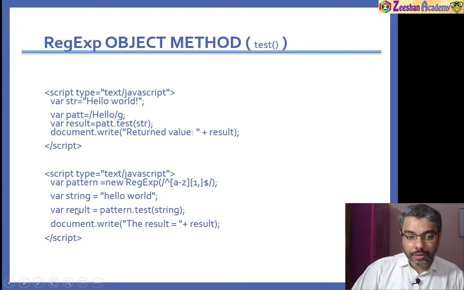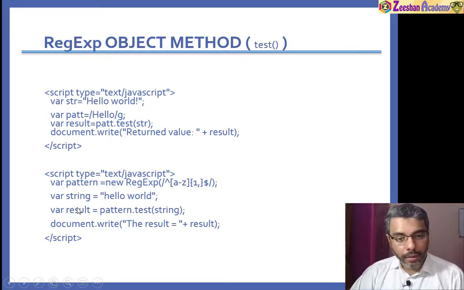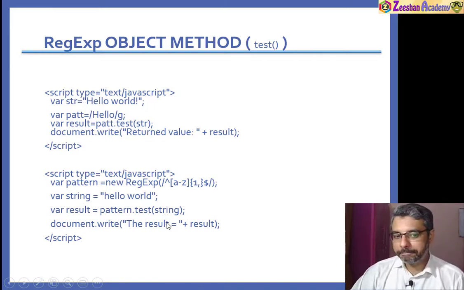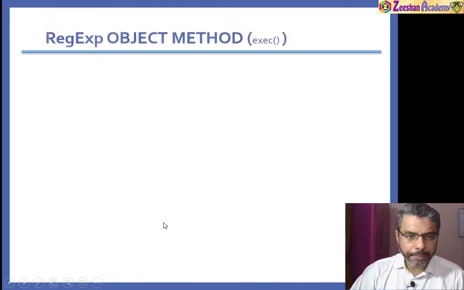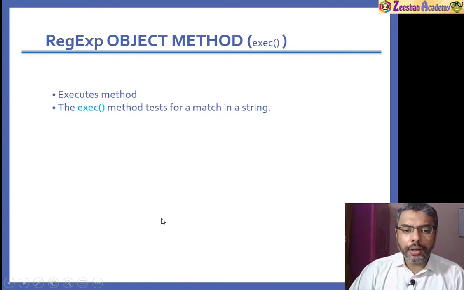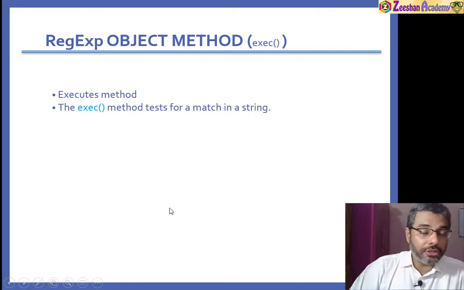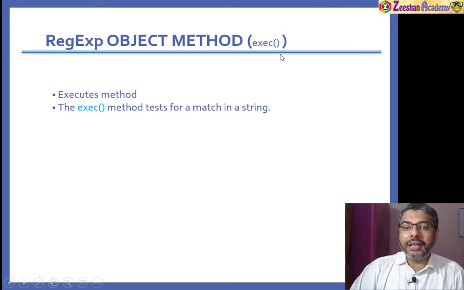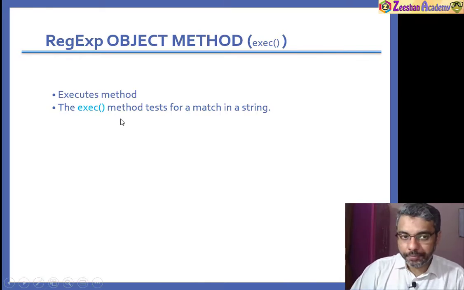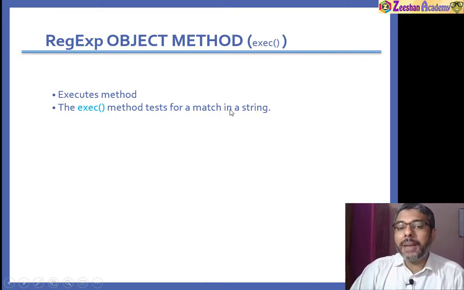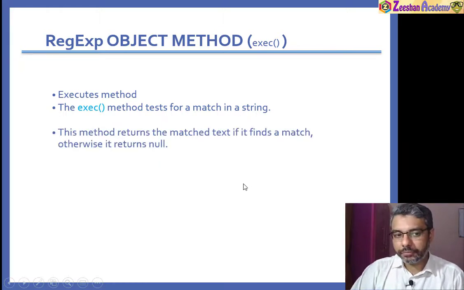Whatever the result is will be saved in the result variable, and we print that result variable. Simple. Okay. So using this we validate the method. Then there is another method called exec within regular expressions. The exec method tests for a match in a string. This method returns the matched text if it finds a match, otherwise null.